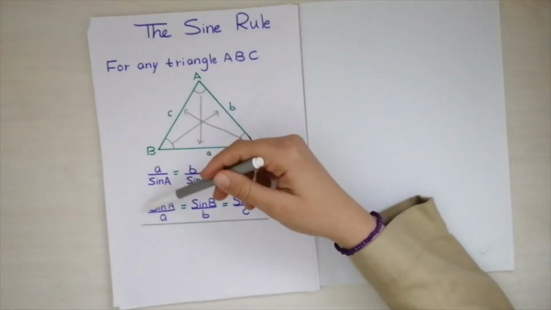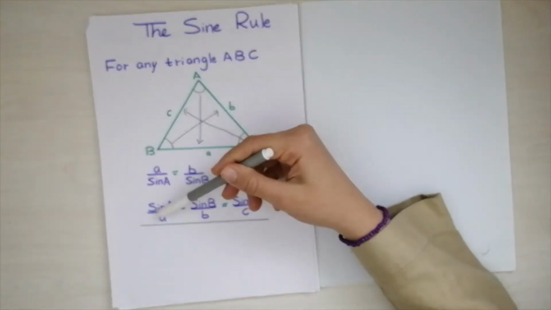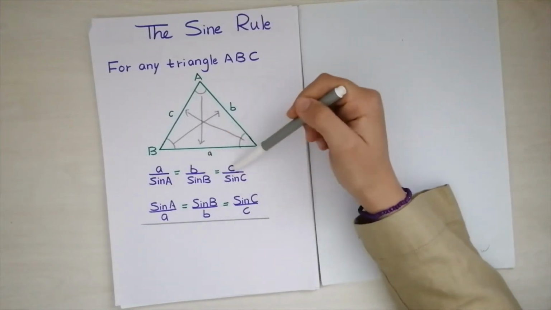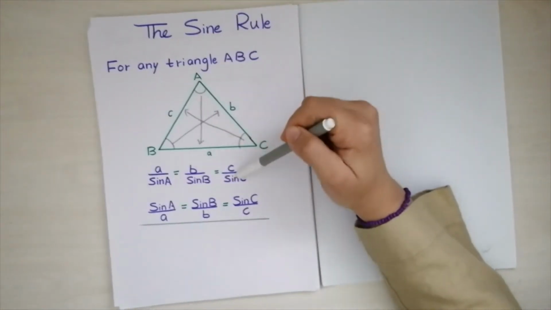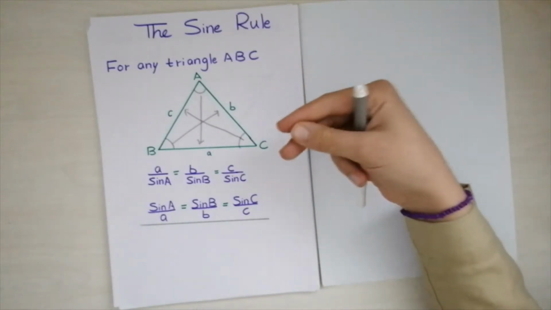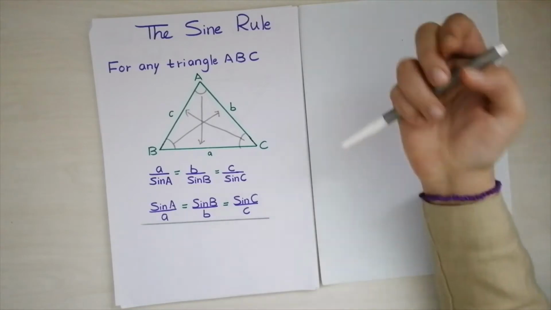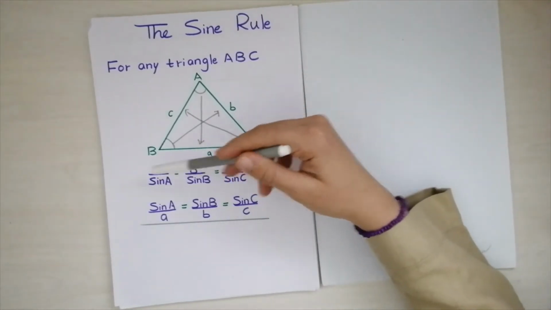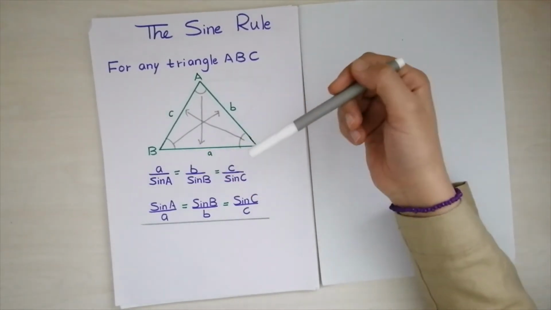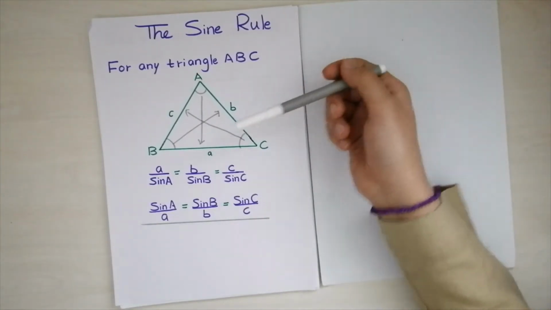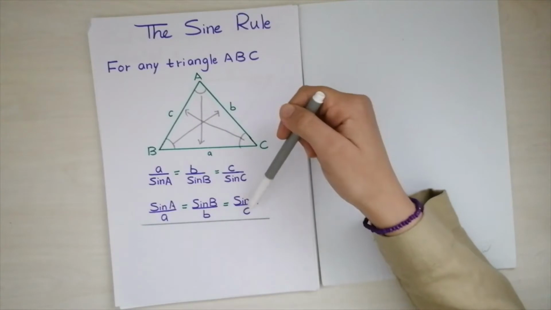The sine rule comes in two forms. Either write the sines of the angles at the top and the sides at the bottom, or write the sides at the top and the sine of the angles at the bottom. When to use each depends on the question. If you want to find the length of a missing side, use this formula, the sides up. If you want to find the measure of a missing angle, use this formula, the sines up.